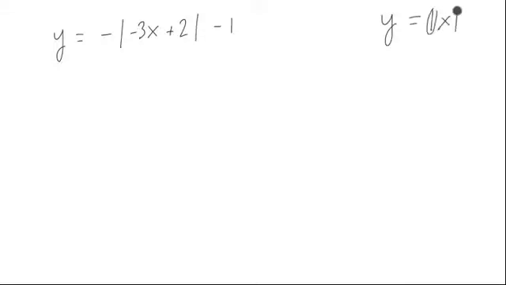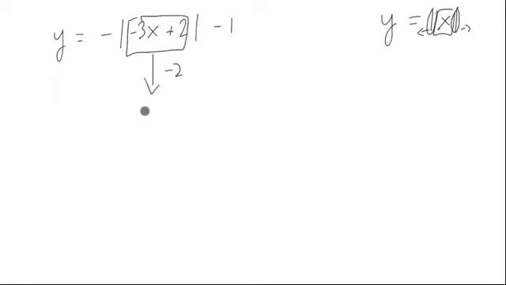See these absolute value symbols? What's inside of it will represent the horizontal transformations. What's outside of it will represent the y transformations, or what's vertical. So if we're looking at it, what's inside is this. This will give us the x transformations.